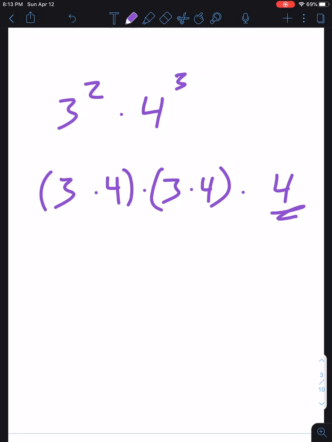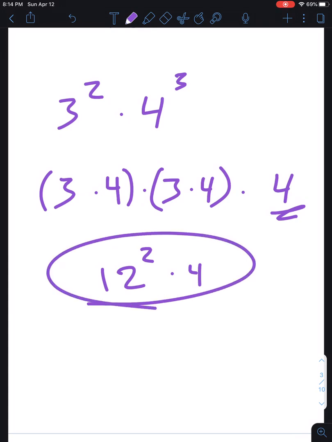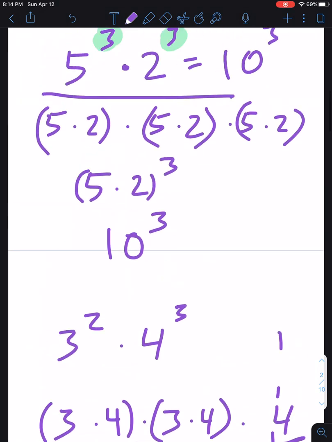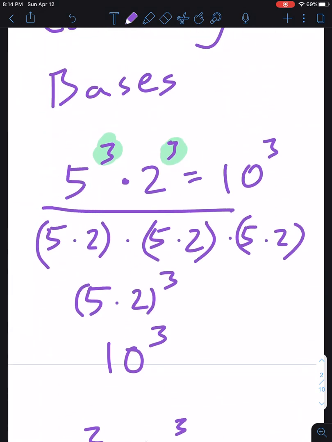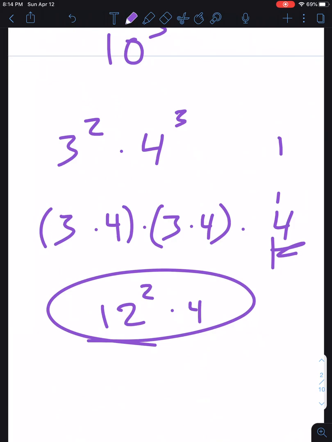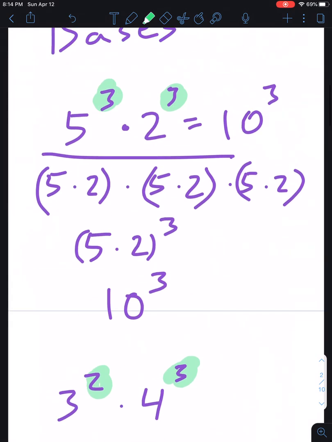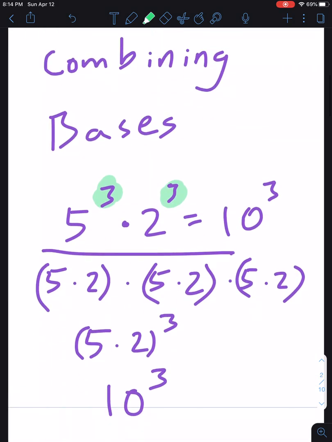But if we did this, well, 3 times 4 is 12. We've got 2 12s and a 4 left over. Okay, so if we were trying to simplify this, we just get to 12 squared times 4, or 144 times 4. Okay, and it's definitely not as nice as up here where we had just 10 to the third power. We could easily figure out this was 1,000. Here we still have to do a little more math. All right. So this rule doesn't really apply if the exponents are different. Okay, we can't really use this. And I'm not going to call it a rule because it's not really a rule. It's just how we can combine bases.